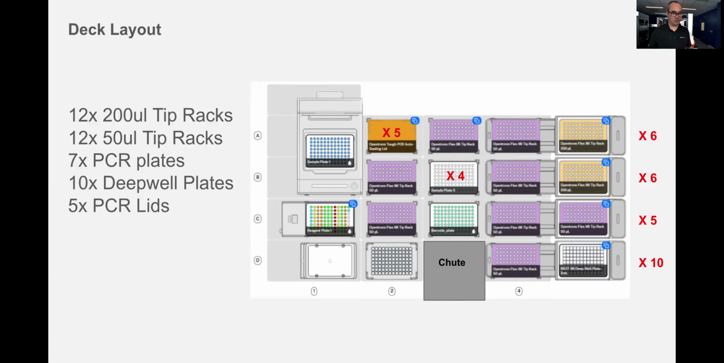Overall, in this entire protocol, I'm using about 12 P200 tip racks, 12 P50 tip racks, 7 PCR plates, including the Illumina barcode plate that's on the deck, 10 deep well plates to hold all the various washes for the 3 different bead cleanup types, as well as 5 disposable PCR lids. That's the stuff in orange that would go onto the PCR plate as the thermocycler opens and closes. I have 5 of them so I can dispose of them as needed throughout the protocol. And in that gray box down there is the trash chute. We would use a tip rack and then the gripper would dump it into the trash chute, clearing up space on the deck.